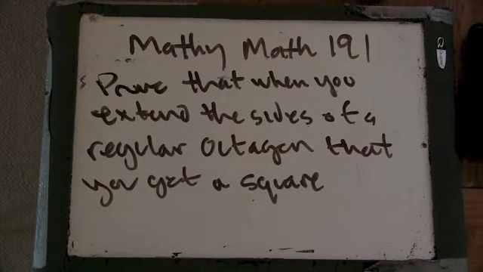MathyMath number 191. So this is the problem you picked out of your geometry book. It says, prove that when you extend the sides of a regular octagon that you get a square. This is an interesting problem.